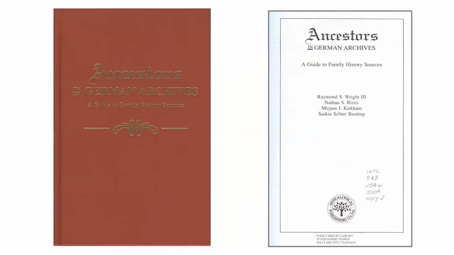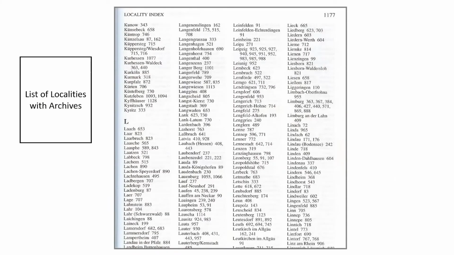The next resource is Ancestors in German Archives. This excellent book covers the German Federal Republic before the unification of the German Democratic Republic, or East Germany. An alphabetical list of localities with archives is in the back of the book. If your town is listed, or if the government district to which your town belongs is listed, it gives the page it is listed on.